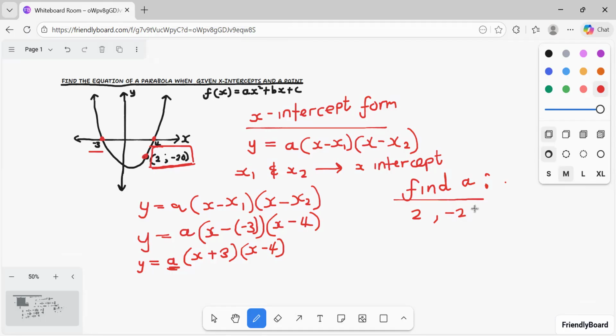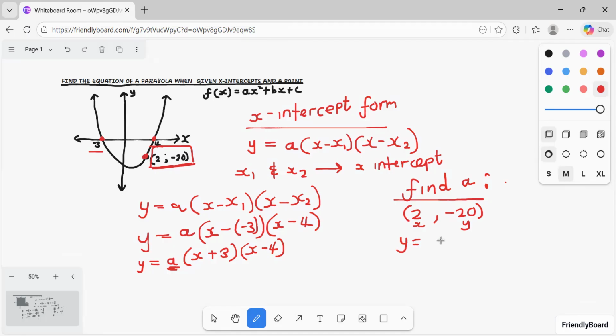All right, 2 and negative 20. So you know that 2 is my x value, negative 20 is my y value. Where there is x, I'm going to substitute and put 2. And where there is y, I'm going to put negative 20. So this is the equation that we now have.